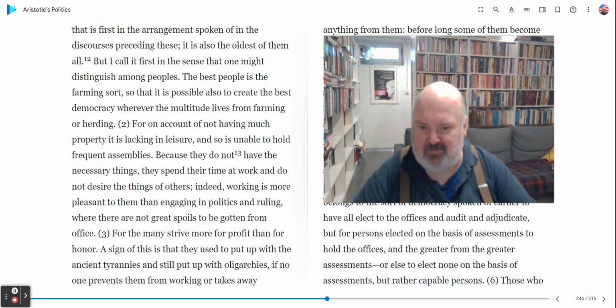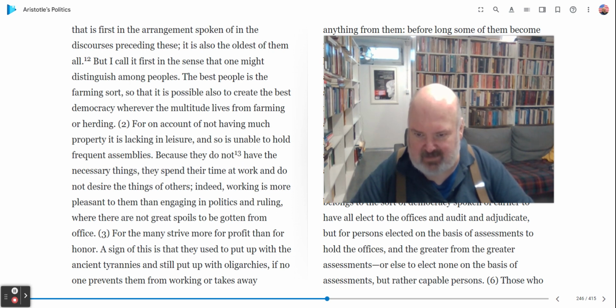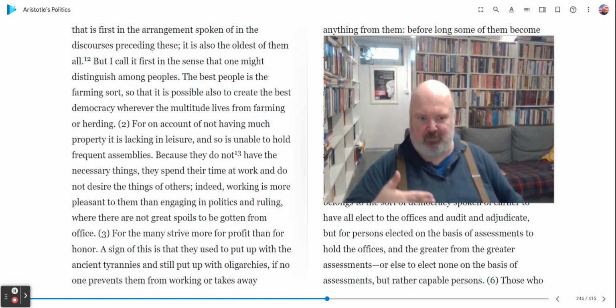On account of not having much property, it lacks leisure, and so is unable to hold frequent assemblies because they do not have the necessary things. They spend their time at work and do not desire the things of others. Indeed, working is more pleasant to them than engaging in politics and ruling, while there are not great spoils to be gotten from the office. So this is a very interesting point.